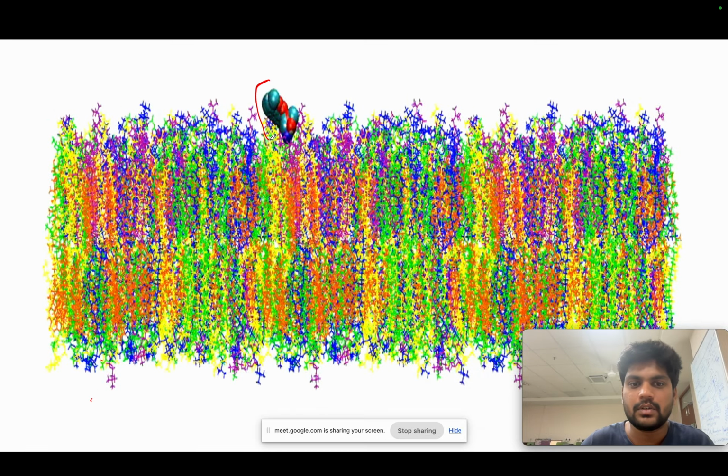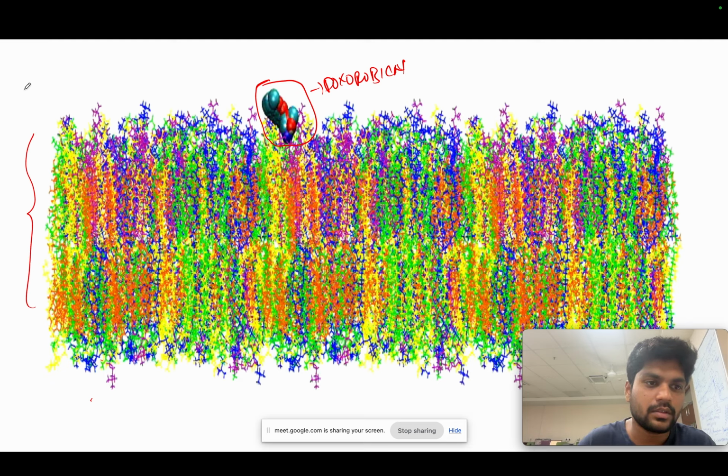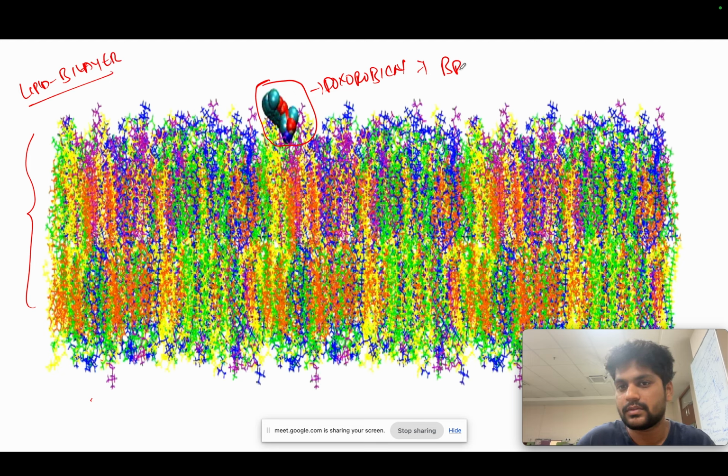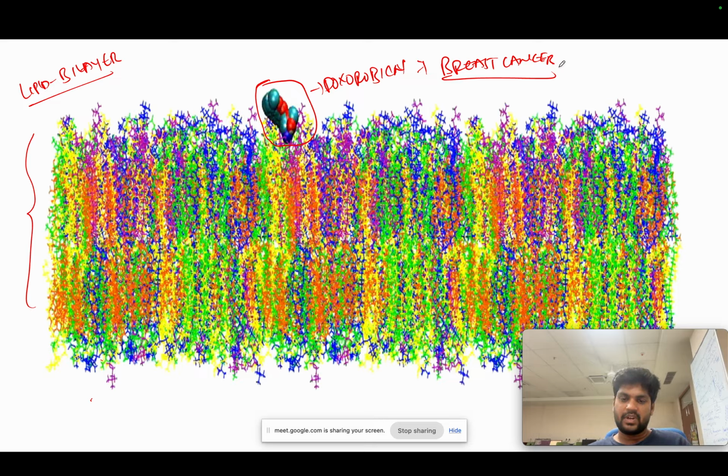So this is one drug. This is another work which we did. This is doxorubicin, and this is the lipid bilayer. From the literature we can say that doxorubicin is used for breast cancer. This is a chemotherapy drug. There are different types of drugs given if the patient has breast cancer, and one of them is doxorubicin. Doxorubicin is the scientific name; the market name will be different.